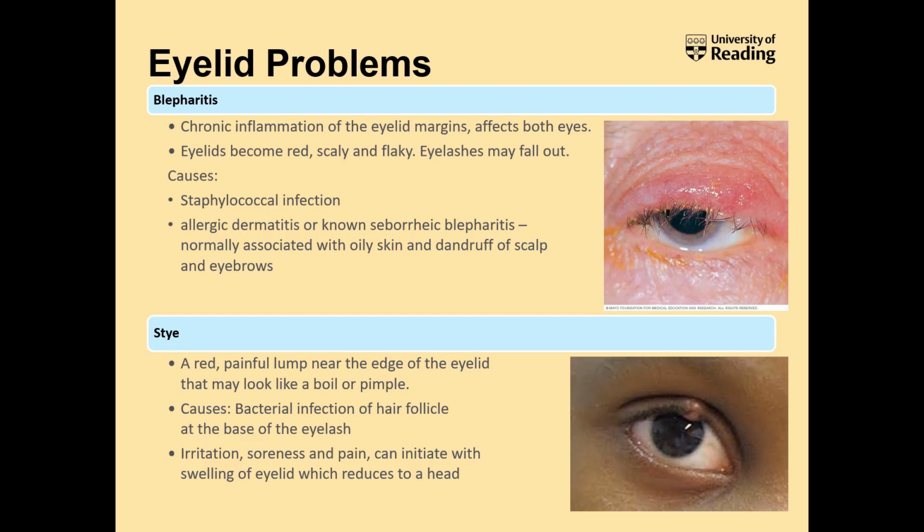As you can see in the image below, a stye tends to look like a little pimple or spot on the edge of the eyelid, although they can develop further up the eyelid, top or bottom, and it can be quite painful and irritating. It's usually caused by a bacterial infection of the hair follicle, so they often look like they're growing at the base of an eyelash. They do cause irritation, soreness and pain, and they can start with swelling of a larger part of the eyelid, which then will reduce into the pimple-like head that you can see in this picture.